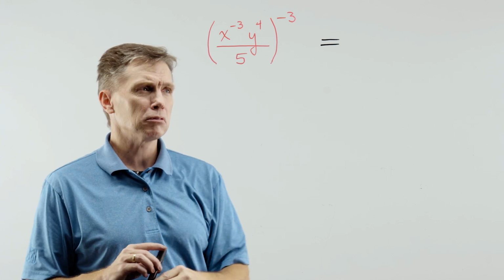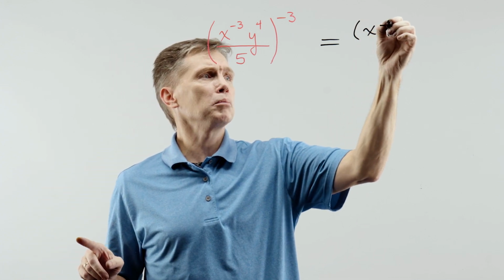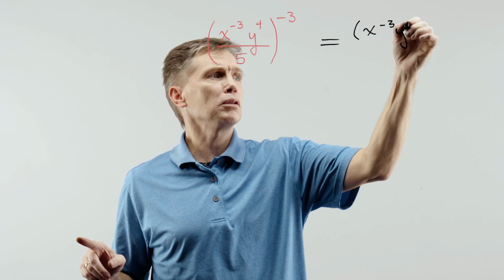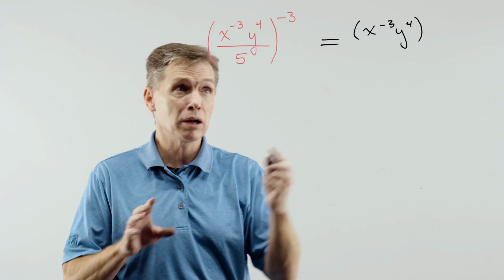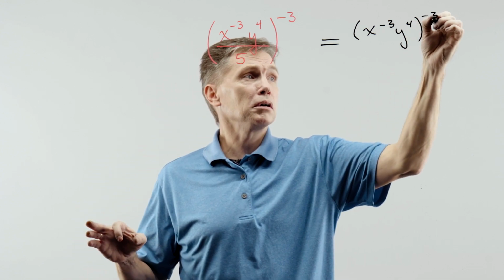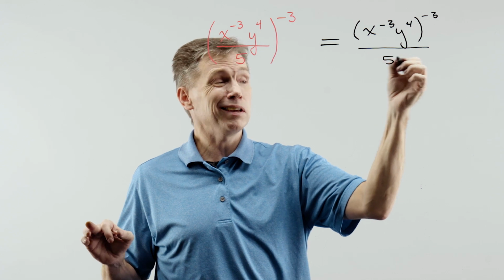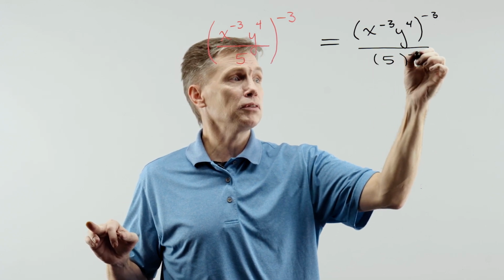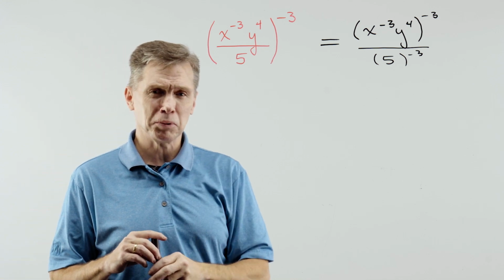As a first step, I'm going to rewrite that where the numerator, x to the -3 power, y to the 4th power, is separate from the denominator. The numerator gets this exponent of -3, but then also the denominator, in this case just 5, gets that same exponent of -3, okay? One of your properties of exponents.